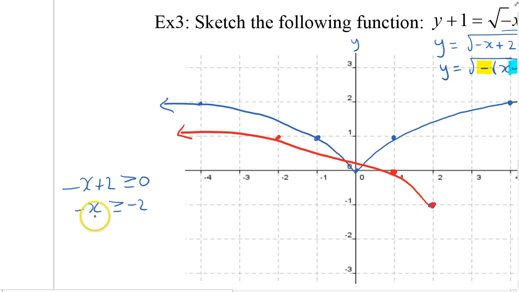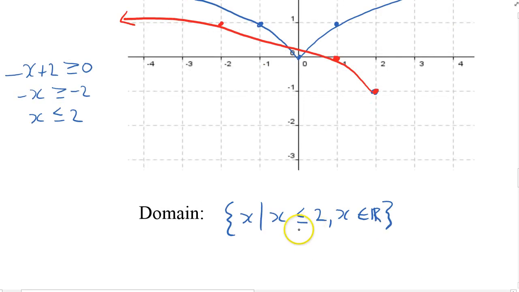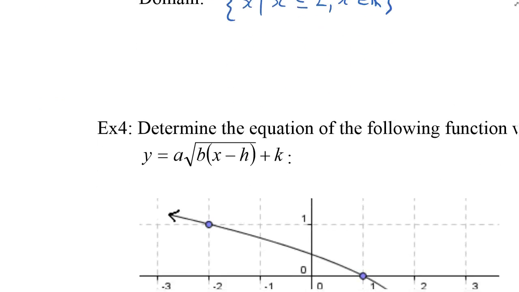And now remember what I said before. If I multiply or divide each side by a negative value, then the inequality changes sign. So x is going to be not greater than but less than or equal to +2. And that is what I saw, right? This is exactly what I see. X has to be less than or equal to +2. So it's a bit of a confirmation.